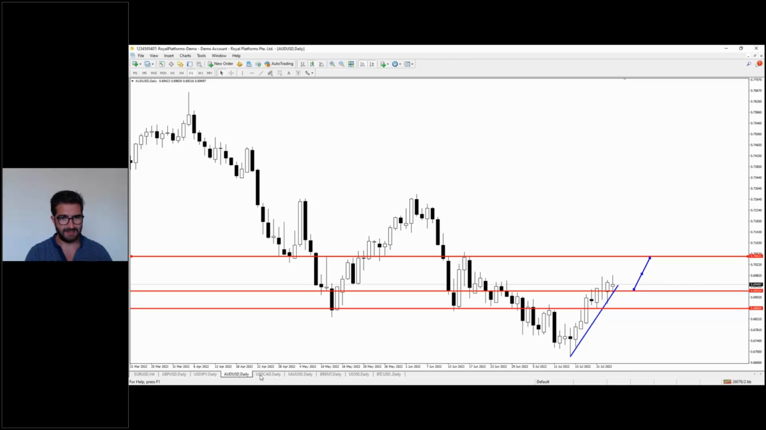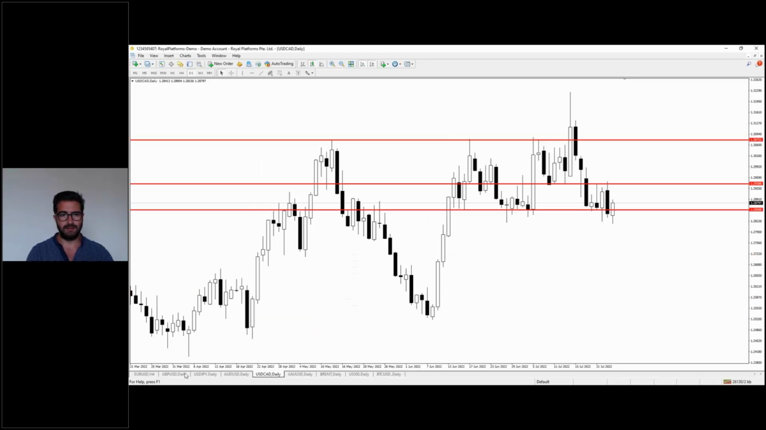Okay, this is for the Australian USD. We have a bullish movement or uptrend, higher highs, higher lows. It is wiser to consider a buy position than a sell one because everyone is buying. You don't need to fight the trend. The trend is your friend.